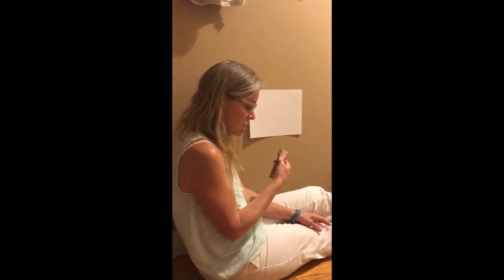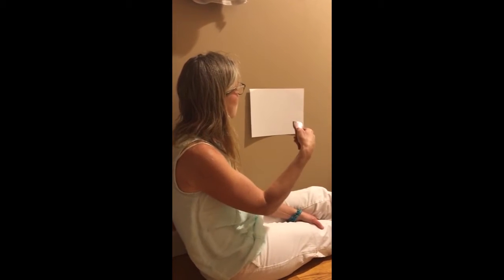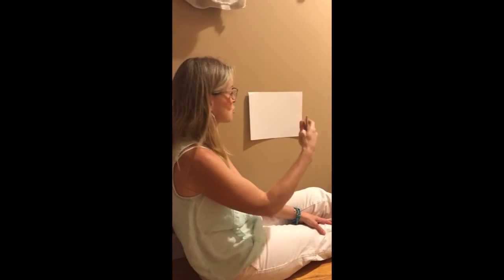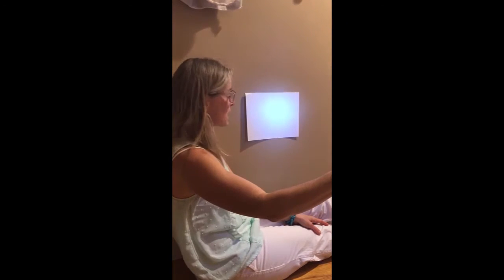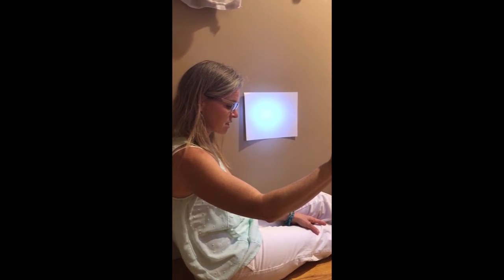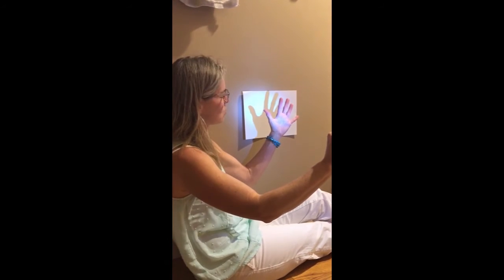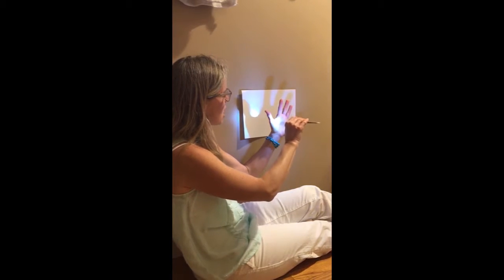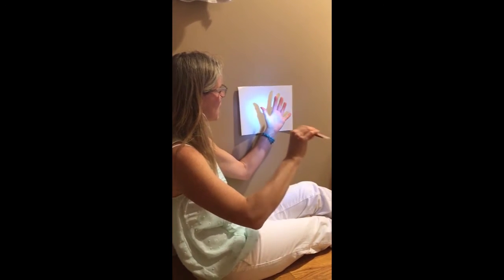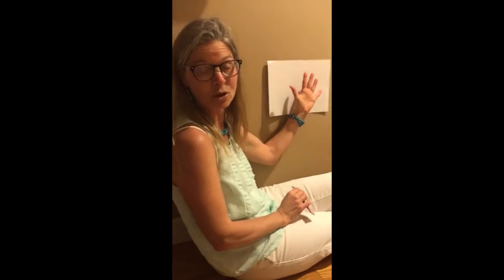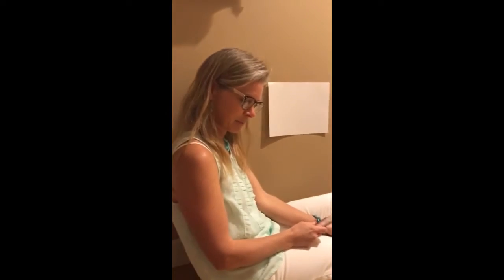Now, a shadow is created when something blocks the light. And light always travels in a straight line. So here's my light. And it travels in a straight line. And when something gets in the way, it makes a shadow. Something gets in the way. And our shadows can change size depending on where the light is and how far away the light is. And we're going to turn the light off so that you can see the shadows.